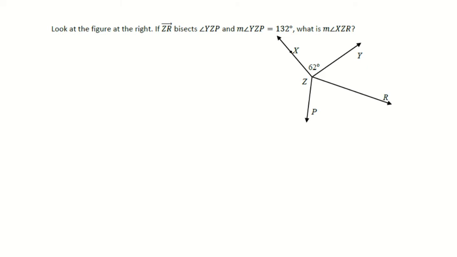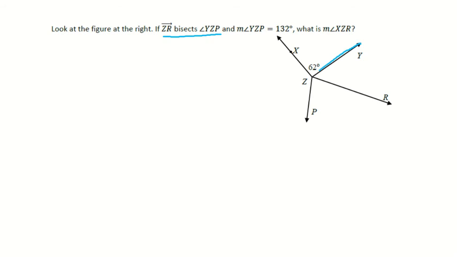In this video, we're going to walk through questions that deal with the geometric concept of an angle bisector, as we're looking at different special angle relationships. In this first question, it tells us that ray ZR bisects angle YZP.